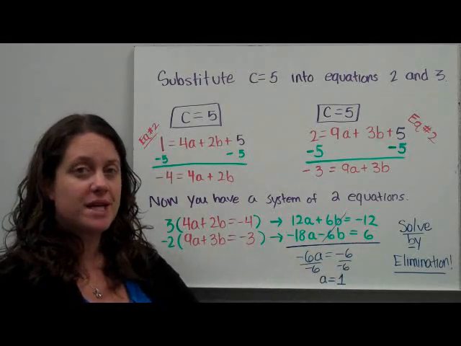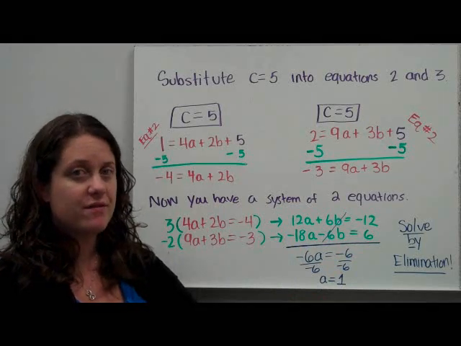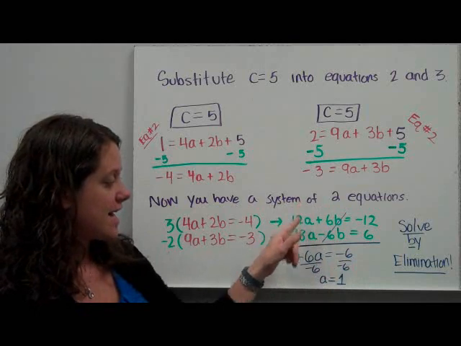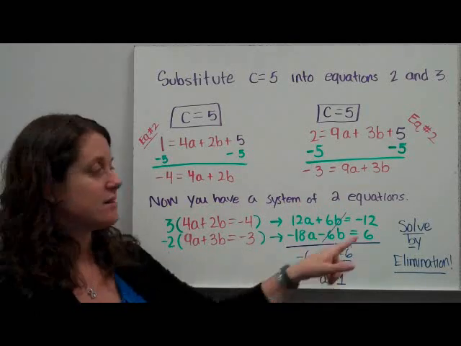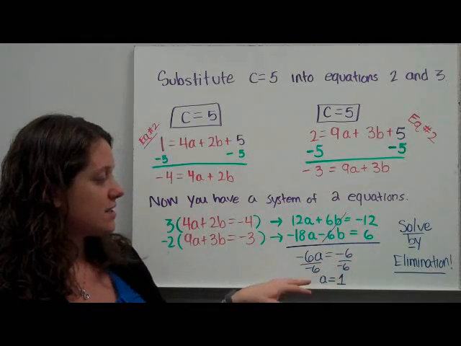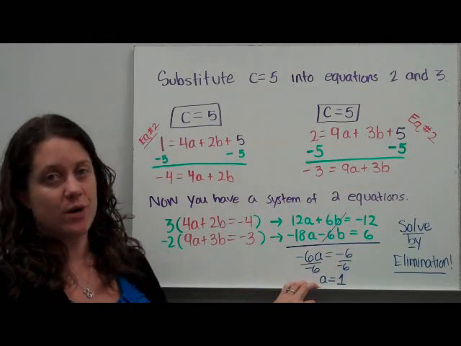If you remember from elimination, the goal is to eliminate one of the variables. So I now have eliminated b. I add and get negative 6a. I add these constants, I get negative 6. Divide by negative 6, and I now know that a equals 1.